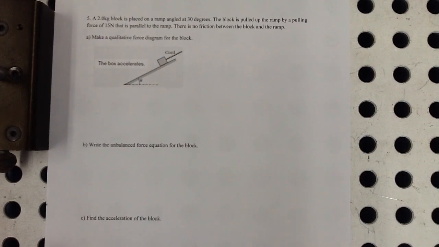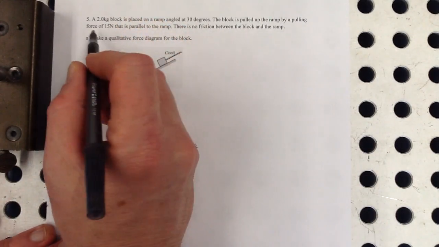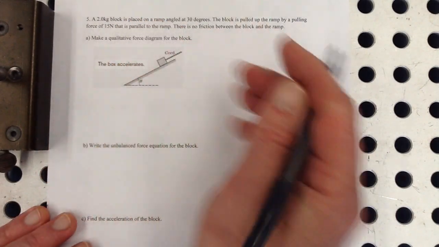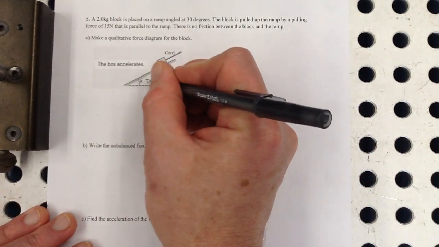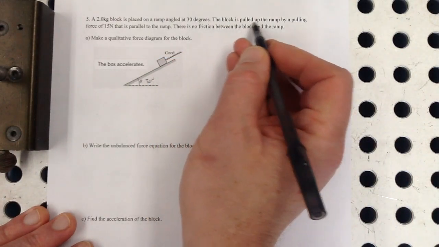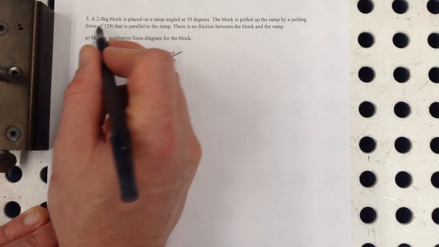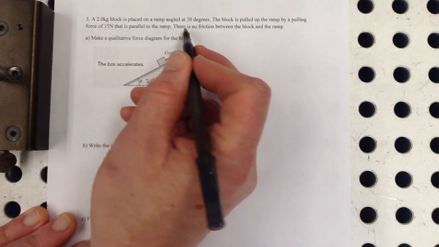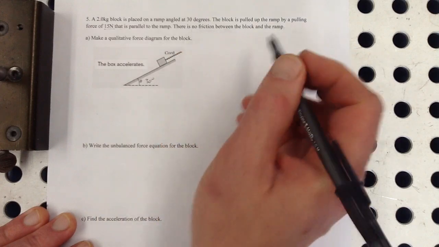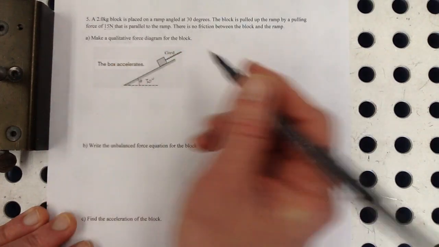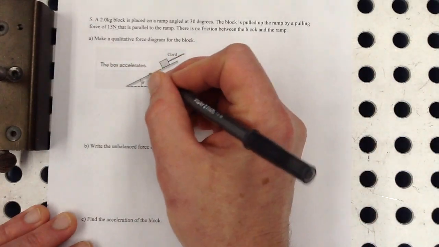All right, last one. A 2 kilogram block is placed on a ramp, angle is 30 degrees. Block is pulled up the ramp by a pulling force, a tension force in this cord of 15 newtons that's parallel to the ramp, and there's no friction. I'll make it qualitative, meaning you don't have to have numbers.